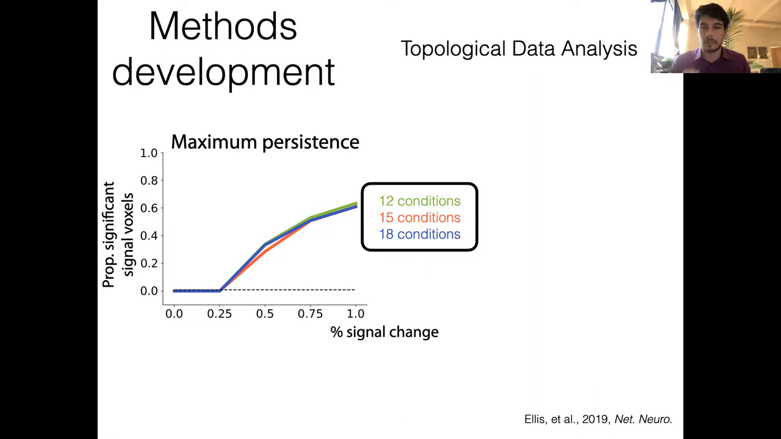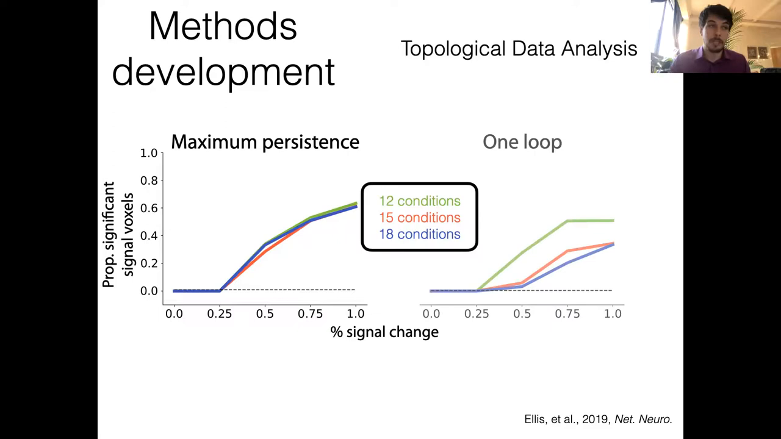But if you use a different metric, then you could find a different pattern of results, such that with only 12 conditions, that green line, you need much less signal change in order to see a significant effect, or to see any effect in this case. And so depending on your goals and how you want to use these methods, this simulation can tell you what will work and what won't work with your study. So this is a way of vetting whether your study is going to work, or in this case, vetting whether a method is going to work.